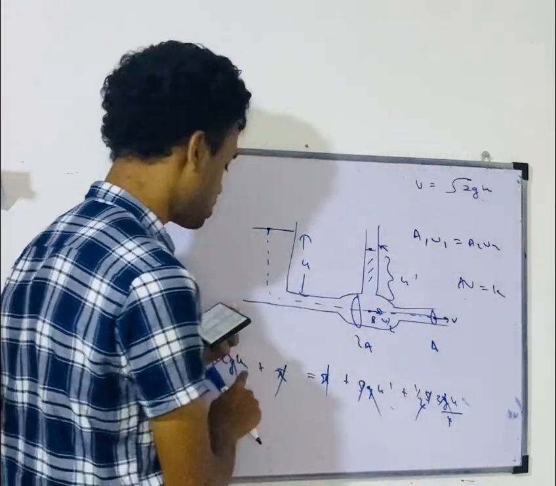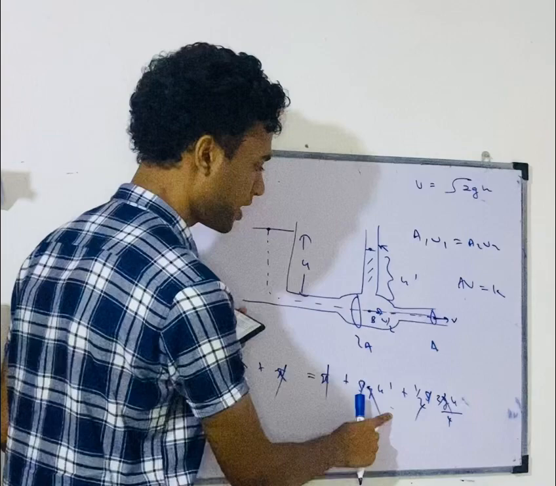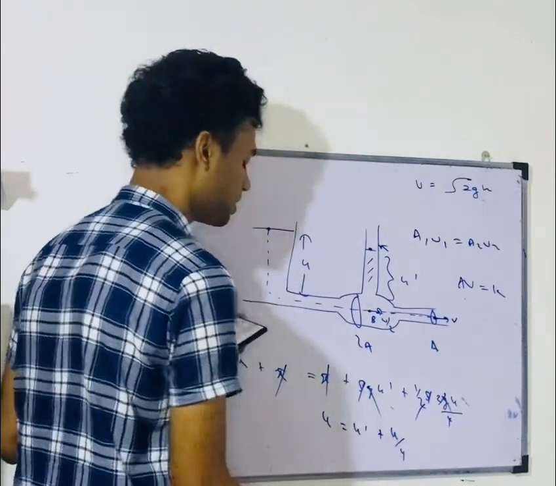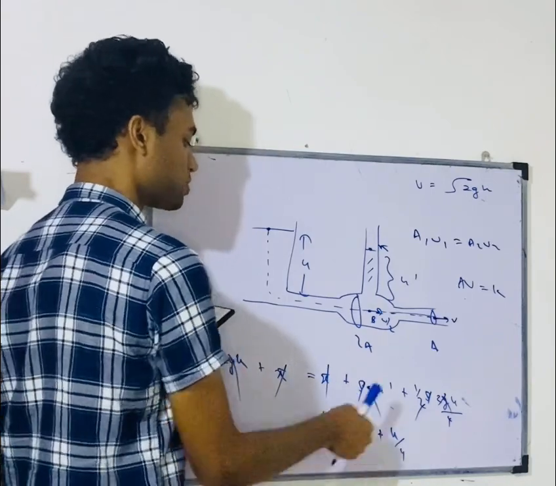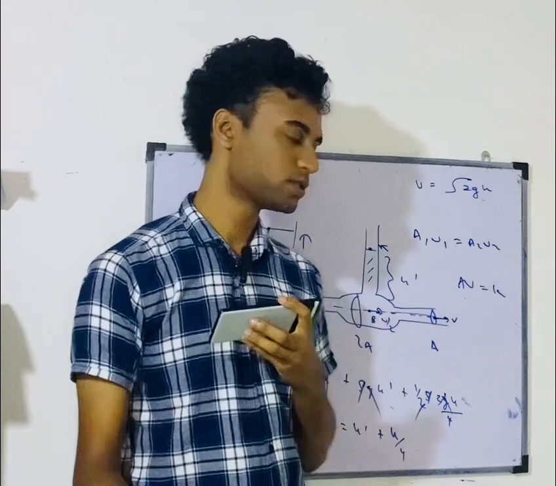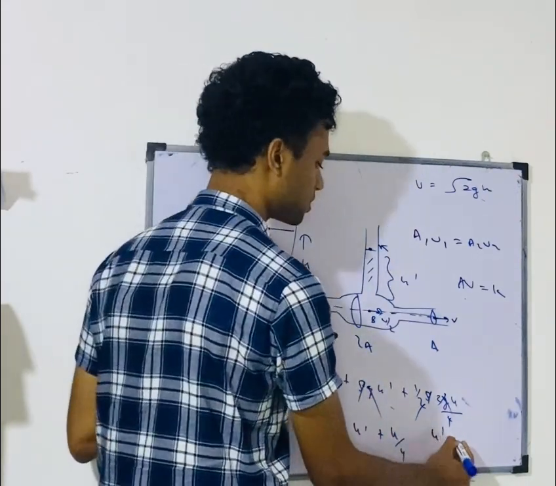So I have h is equal to h dash plus h over 4. Then h dash is equal to h minus h over 4. H minus h over 4 means 3 over 4 h. That's it. So h dash is equal to 3 over 4 h.